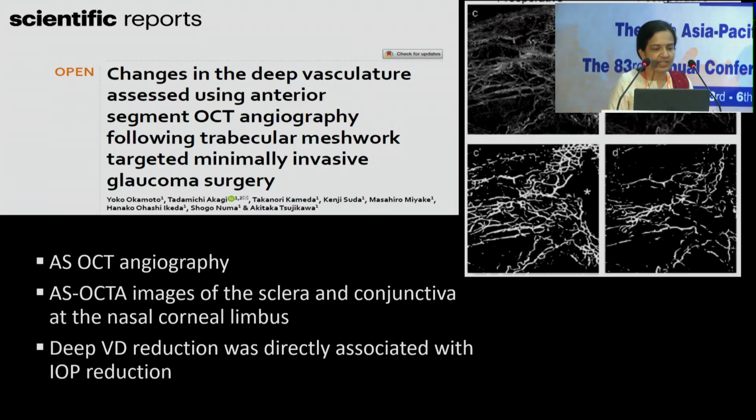AS-OCT angiography can be used to look at images of the sclera and the conjunctiva at the nasal and the corneal limbus. This particular study interestingly shows there is a reduction in the deep vessel density. So this is the preoperative image. If you see the post-op image, there is a reduction in the vessel density, and this was shown to be directly associated with the intraocular pressure reduction.